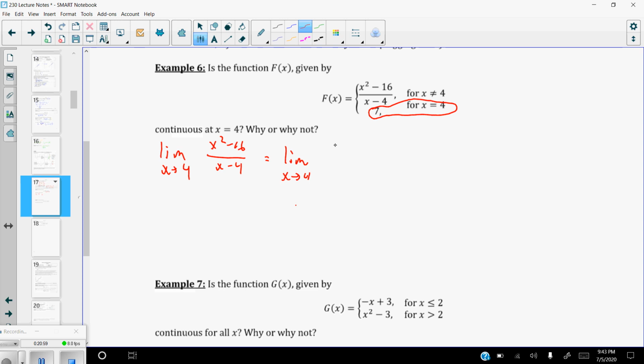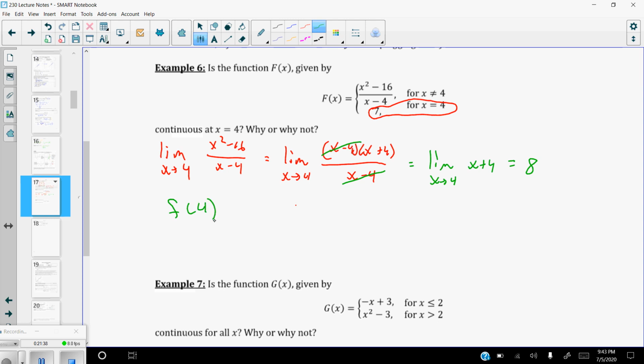So x squared minus 16 factors to x minus 4, x plus 4, over x minus 4. Once again, the x minus 4s are going to divide out, which will leave us with the limit as x approaches 4 of x plus 4. Now I can directly substitute 4 in there, and what I get is 8. In order for this function to be continuous at x equals 4, that 8 has to equal the function's value at 4. So let's find out what f of 4 is.